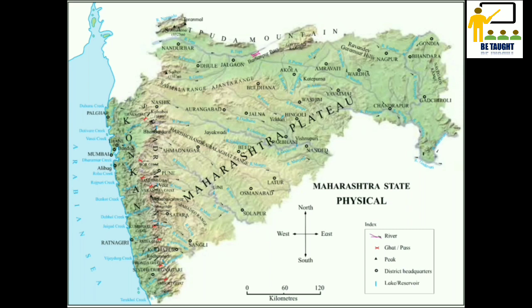Write the names of any two rivers which have their origin in the Sahyadri mountain and flow into the Arabian Sea. It is the Savitri River, Vashishti River.